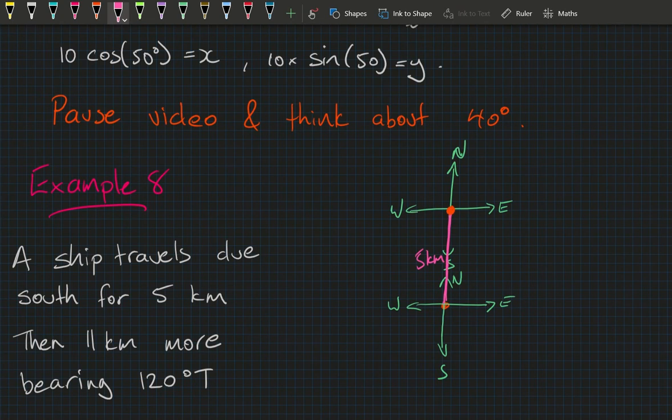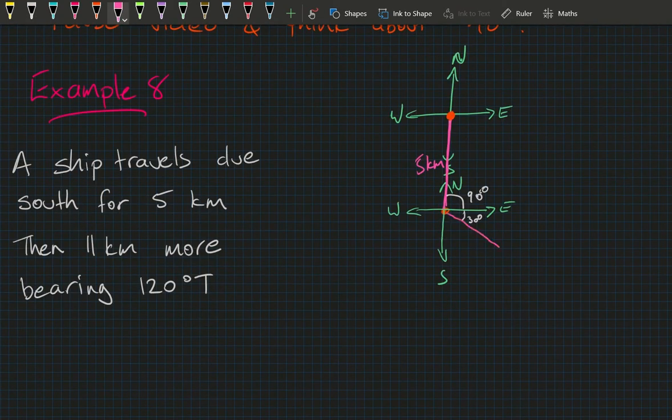Okay, so bearing 120 from there is 90 degrees plus 30. That's the easiest way to make up something like 120, to use the 90 degrees of each axis. So let's mark in its 11 kilometre journey. Hopefully that looks like 11 kilometres. Alright, so let's move on to part A where the questions start.